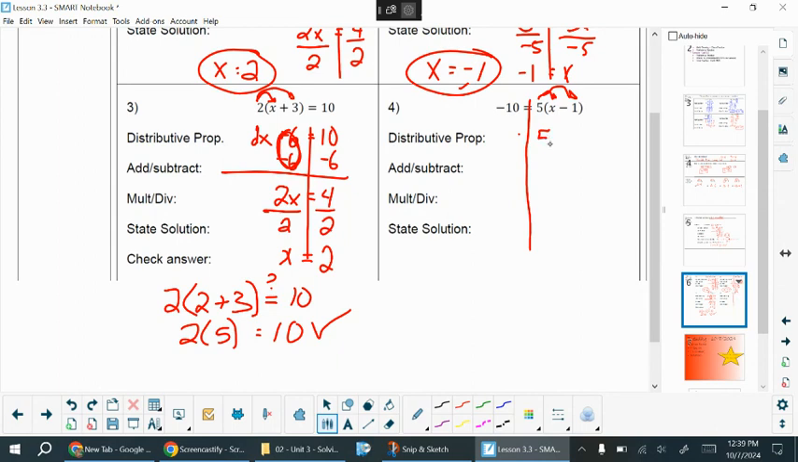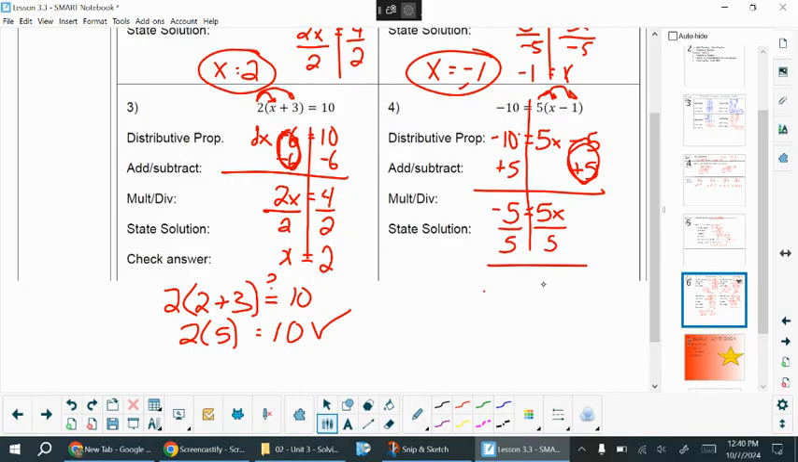Okay, our last one here, we're going to distribute this 5 first. So I'm going to have 5x. Be careful here. 5 times negative 1 is negative 5. And this side of the equation is negative 10. That didn't change at all. Over here, I see a minus 5, so I'm going to plus 5. That's going to make 0. And so I just have 5x. Negative 10 plus 5 is negative 5. And our last step here, I'll divide by 5, divide by 5. 5 divided by 5 just makes 1x. Negative 5 divided by 5 is negative 1, so I have x equals negative 1 as my final answer.